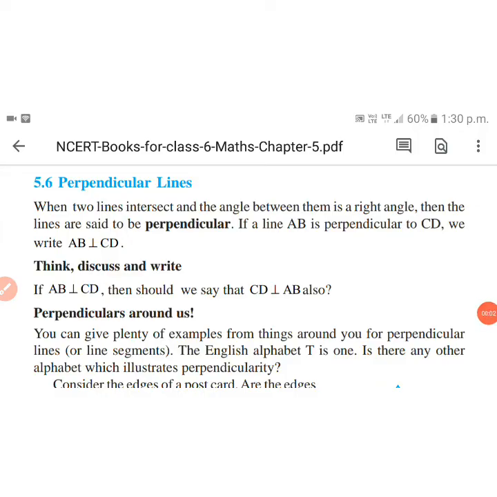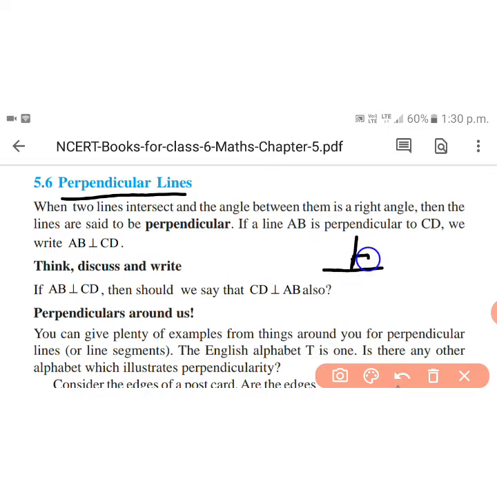Before going to do exercise 5.5, let's see what is perpendicular lines. When two lines intersect and the angle between them is right angle, then the lines are said to be perpendicular. If line AB is perpendicular to CD, we write AB is perpendicular to CD.